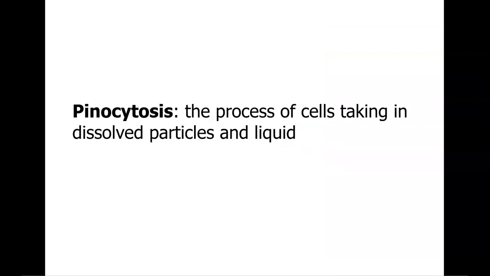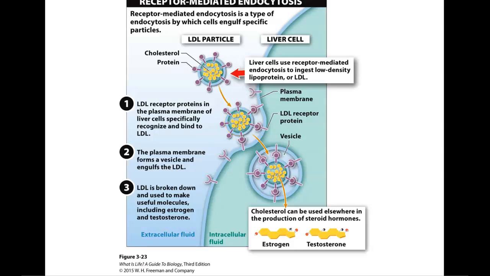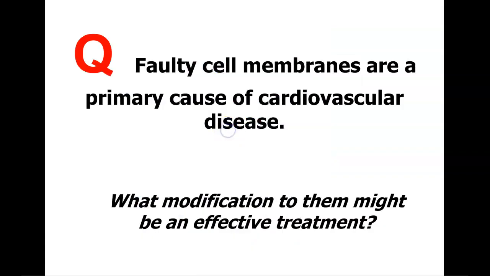So pinocytosis, like we said, is cells taking in dissolved particles and liquids, so it's kind of referred to as a cell drinking. And then you have your receptor-mediated endocytosis, where the particle is going to come in and bind with specific receptors. In this case, it's going to be cholesterol. And so that cholesterol is going to come attached to those protein receptors. Once it attaches, it's going to allow it to be pulled into the cell. It still creates a vesicle around it, and then it's going to take it to the part of the cell that needs it, and it's going to break it down.